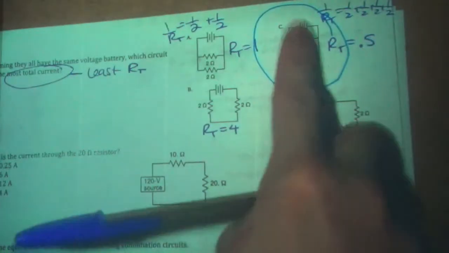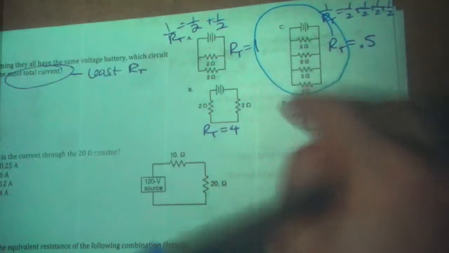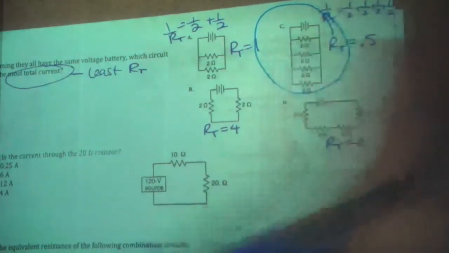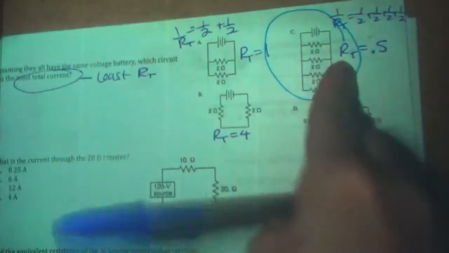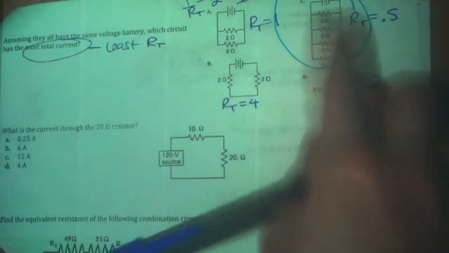Which is weird because it has lots of resistors, but the more resistors you put in parallel, the lower the total resistance is going to get. Or sorry, the more resistors you put in parallel, the higher the total current, which is kind of counterintuitive, but you're actually adding fractions.